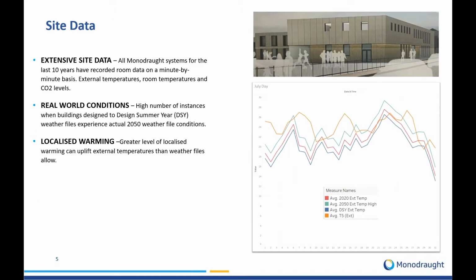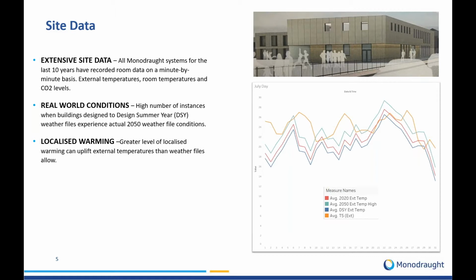So this is some site data. This is where we started off with the design process. We looked at our previous room data, and this was a school that I knew relatively well. It's on the outskirts of London, so not an urban location, but relatively well known to us. And this was data taken from, on the graph on the right-hand side, the average temperature data taken across July 2018.